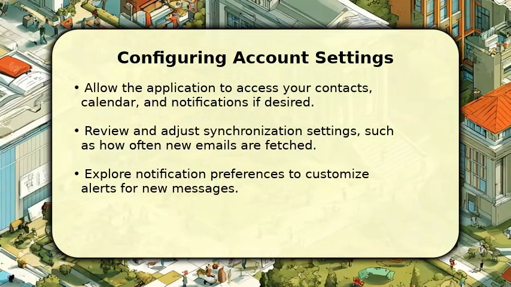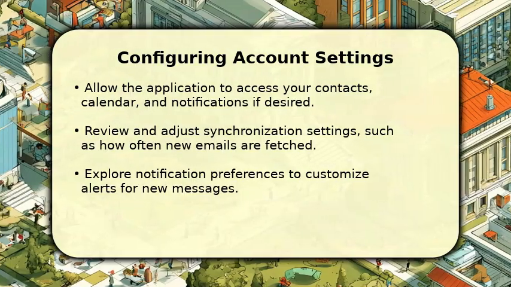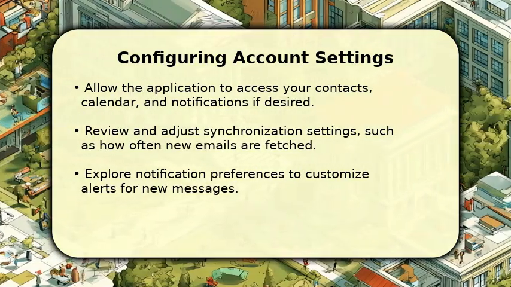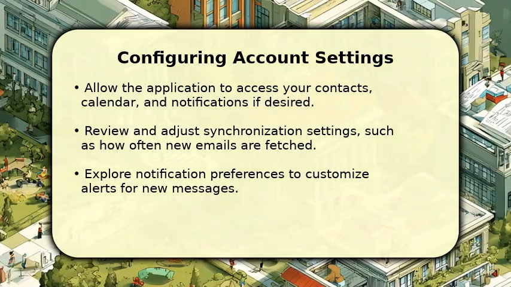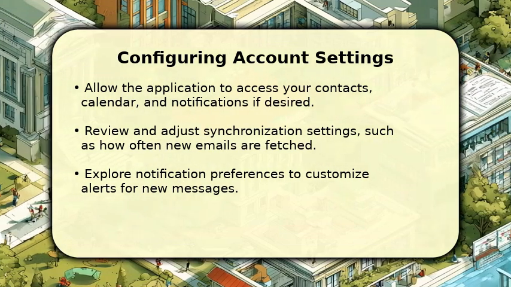Take a moment to review synchronization settings. You can choose how frequently new emails are fetched, perhaps every 15 minutes or manually. Customize your notification preferences to receive alerts that suit your workflow, ensuring you stay informed without constant interruptions.